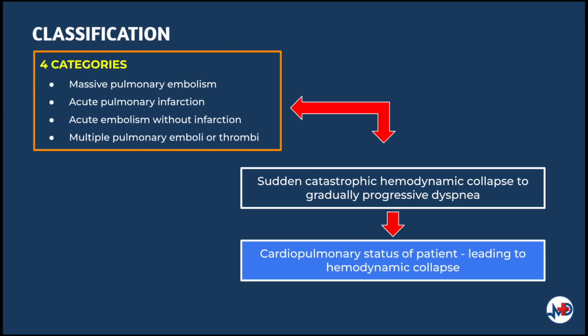Physical exam findings are quite variable in pulmonary embolism and for convenience may be grouped into 4 categories as follows: massive pulmonary embolism, acute pulmonary infarction, acute embolism without infarction, and multiple pulmonary emboli or thrombi. The presentation of pulmonary embolism may vary from sudden catastrophic hemodynamic collapse to gradually progressive dyspnea. Most patients with pulmonary embolism have no obvious symptoms at presentation. In contrast, patients with symptomatic DVT commonly have pulmonary embolism confirmed on diagnostic studies in the absence of pulmonary symptoms.